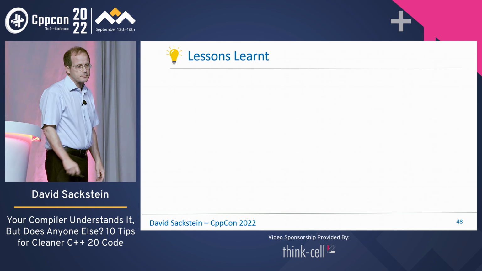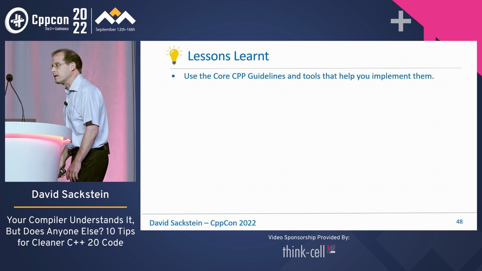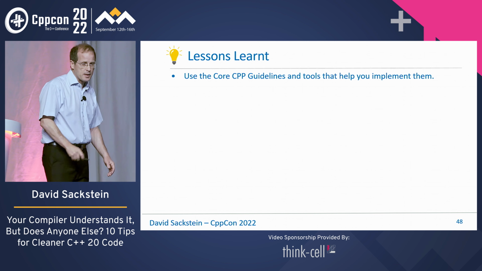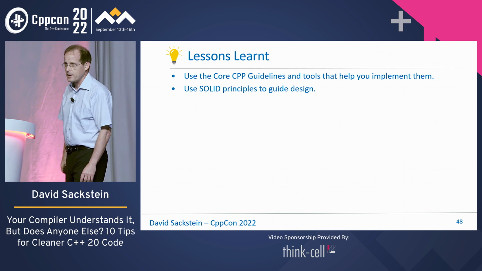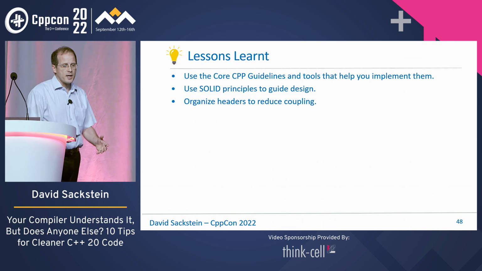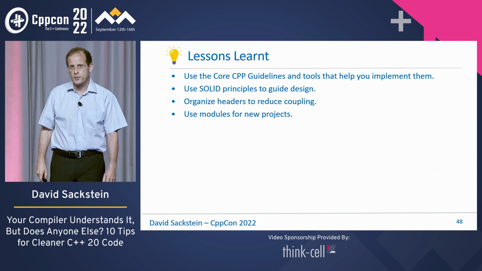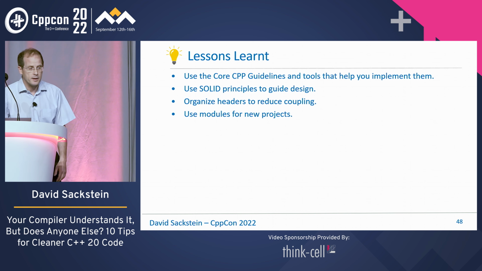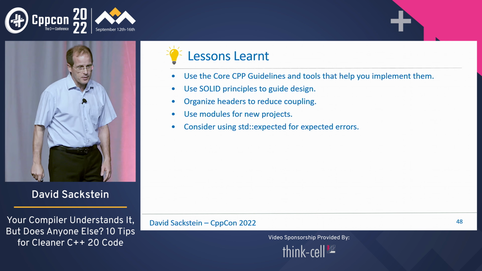Let's sum up. What lessons have we learned? So, as I mentioned at the beginning, I think we should certainly adopt the CPP core guidelines for specific guidelines about C++. But I also recommend we continue to use the SOLID principles to guide our design. And we've done that in the course of this short walkthrough. Organize headers to reduce coupling. And I still think this is relevant. But use modules for new projects. And I think the tooling will improve, and we'll be able to see the benefits much more clearly in the future. Consider using std::expected for expected errors when it comes out.